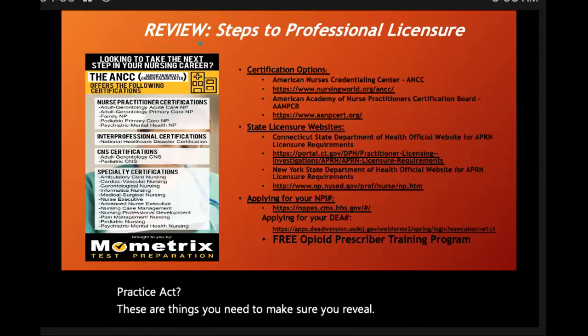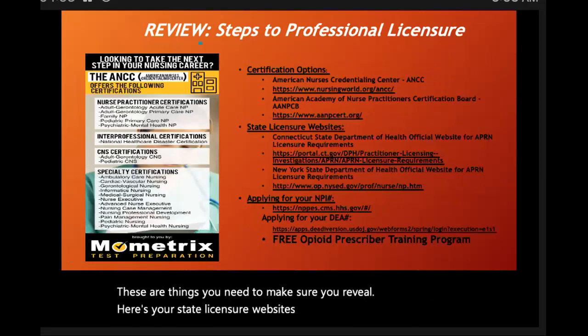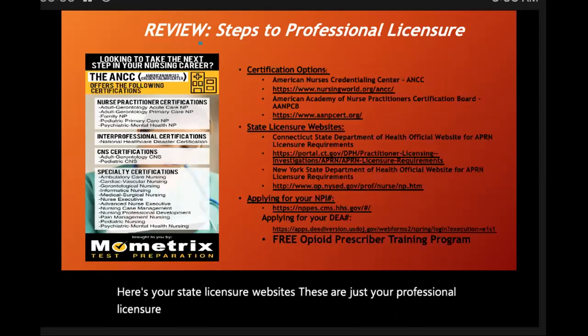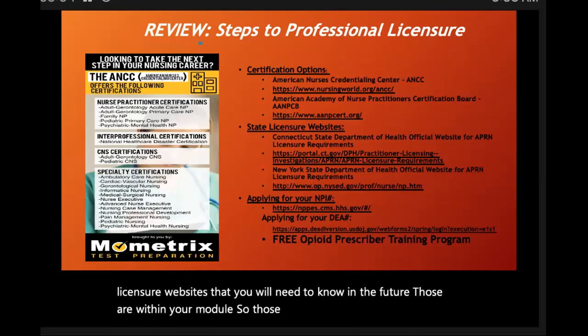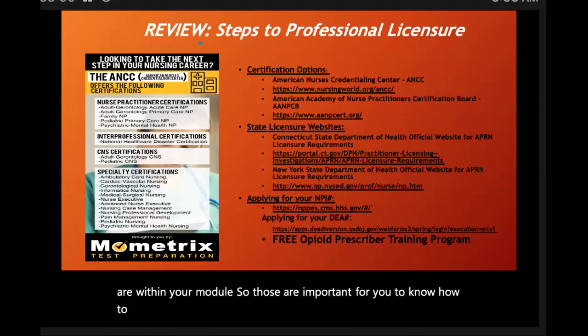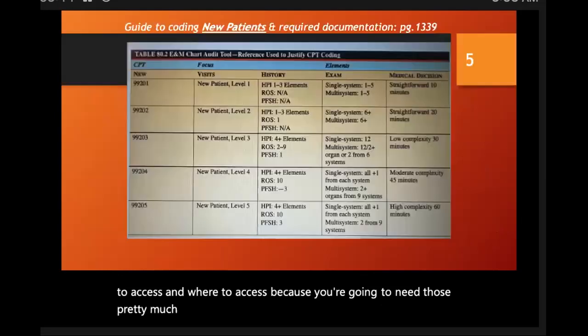Here's your state licensure websites. These are just your professional licensure websites that you will need to know in the future. Those are within your module. So those are important for you to know how to access and where to access, because you're going to need those pretty much consistently throughout your career.